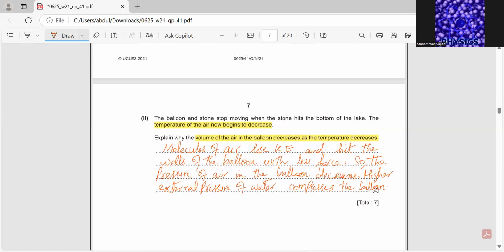So, my dear friends, temperature decreases, so molecules of air lose kinetic energy and hit the walls of the balloon with less force or less often. So the pressure of the air in the balloon decreases. But the higher external pressure of water compresses the balloon. That's why the volume of the balloon is decreased.